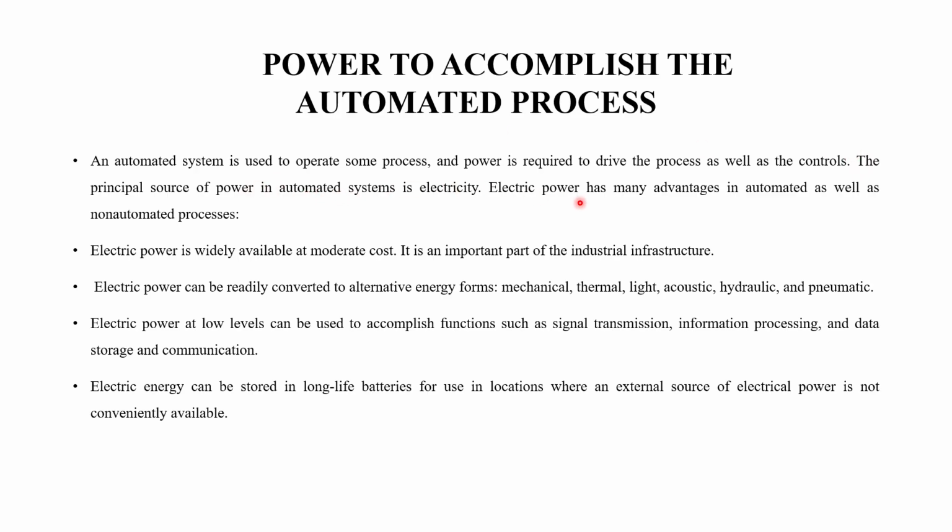Electric power has many advantages in automated as well as non-automated processes. We are aware that it is widely available at a moderate cost, and it is a very important part of the industrial infrastructure. Electrical power can be readily converted into alternative energy forms like mechanical, thermal, light, acoustic, hydraulic, and pneumatic.